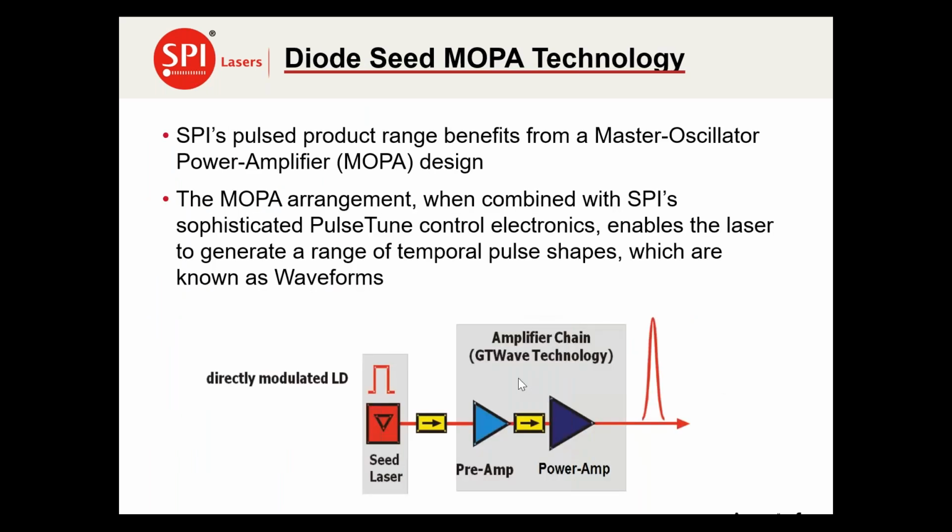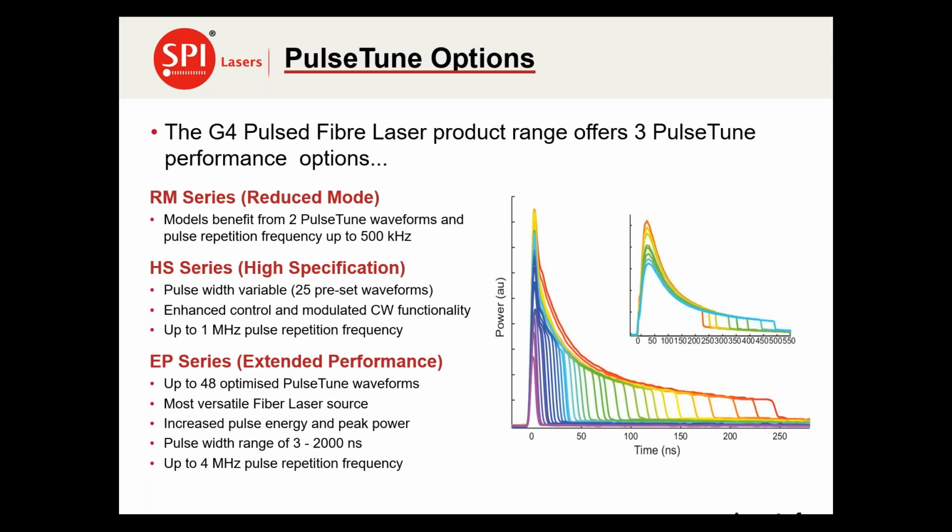Okay, so as I explained, one of these lasers is designed as a master oscillator power amplifier. That basically means in their design, they have a seed laser, which is directly modulated and then amplified. What that enables us to do is create what we call pulse tune, which is an ability to change the pulse duration. As such, we have different models with different capabilities. Some are more restricted in terms of the feature set that you can have, and some are larger.